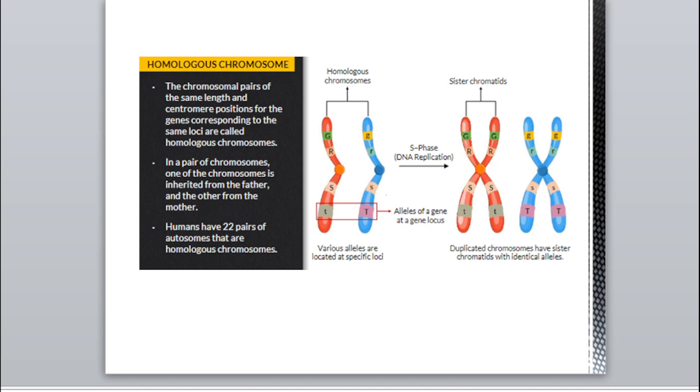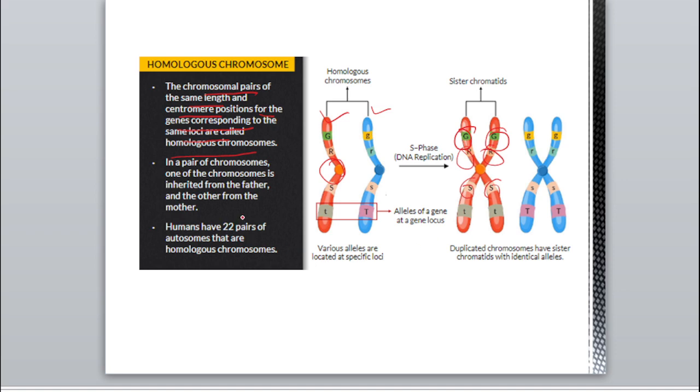Now, homologous chromosomes: a chromosomal pair of the same length and centromere position, with genes corresponding to the same gene loci, are called homologous chromosomes. In a pair of chromosomes, we can see that the same alleles are present on them. So these are the homologous chromosomes.